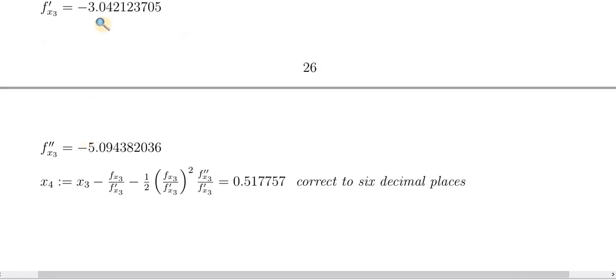After getting the equations, you substitute into the Chebyshev method using Maple software. You have 0.517757 to 6 decimal places. So we have corrected the value of s4 to 6 decimal places.